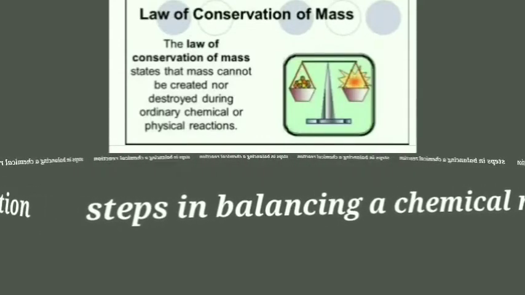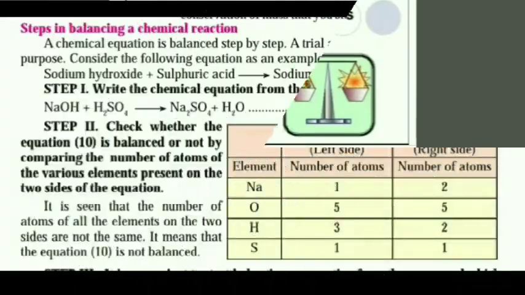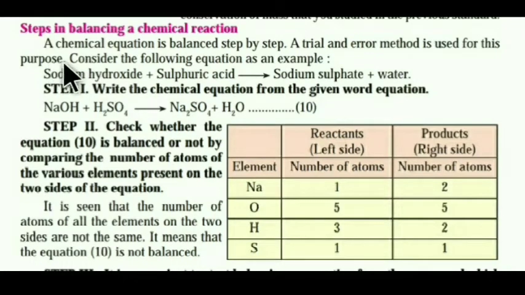Hence, let us see the steps in balancing a chemical reaction. A chemical equation is balanced step by step. A trial and error method is used for this. Here is an example of an equation. Let's see: sodium hydroxide plus sulfuric acid gives sodium sulfate plus water.